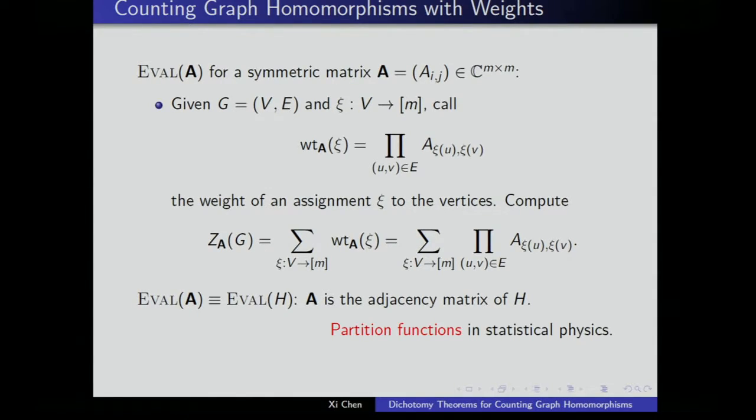Now the connection between this problem and the counting graph homomorphism problem is that when you take A to be the 0,1 adjacency matrix of the graph H, then these are exactly the same problem, because this weight is 1 if and only if all these edges of G are mapped to edges of H, and 0 otherwise. So these two problems are exactly the same. And this function Z_A is also called a partition function in statistical physics, and I'll call them partition functions in the rest of the talk.